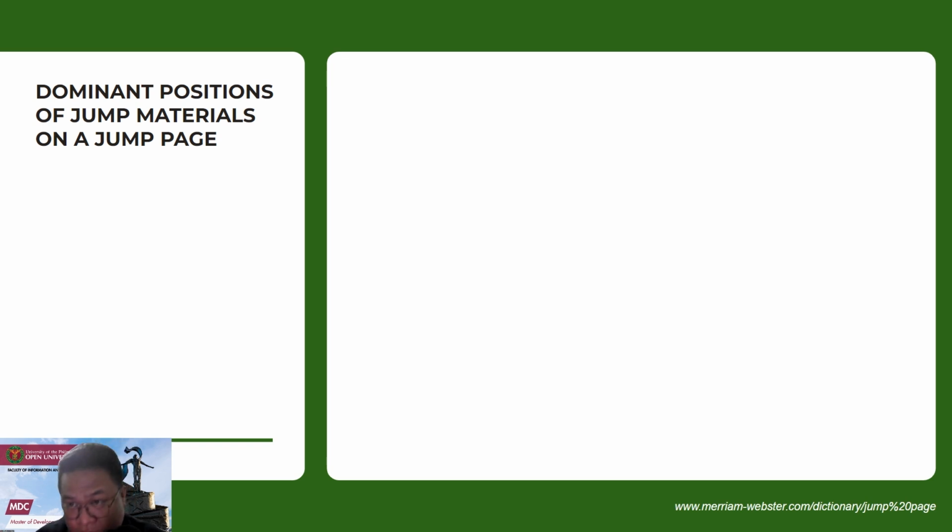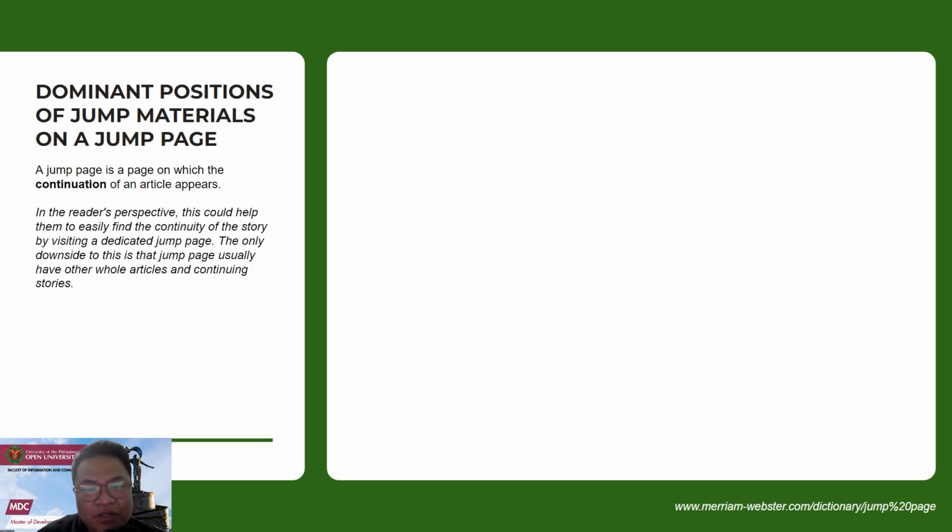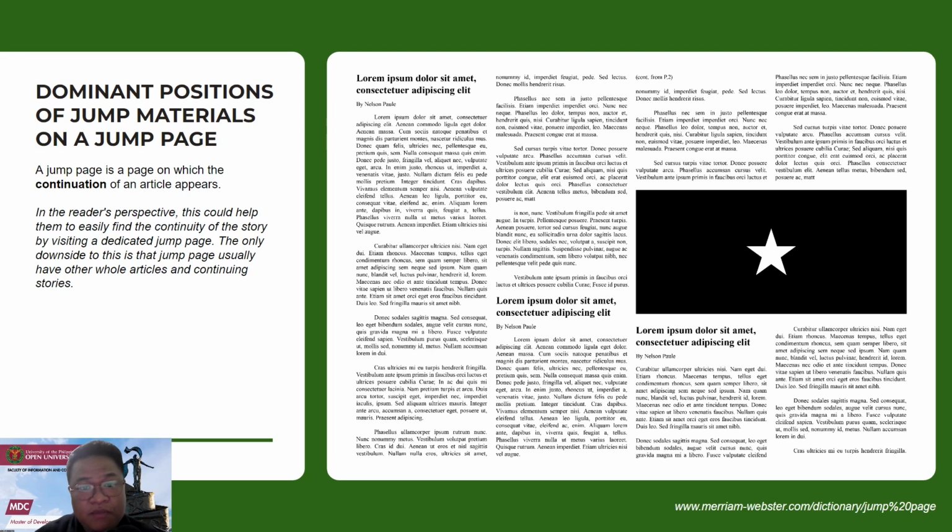And moving forward, dominant positions of jump page materials on a jump page. Before we proceed, according to Merriam-Webster, a jump page is a page on which the continuation of an article appears. In the reader's perspective, this could help them easily find the continuity of the story by visiting a specific or a dedicated jump page.